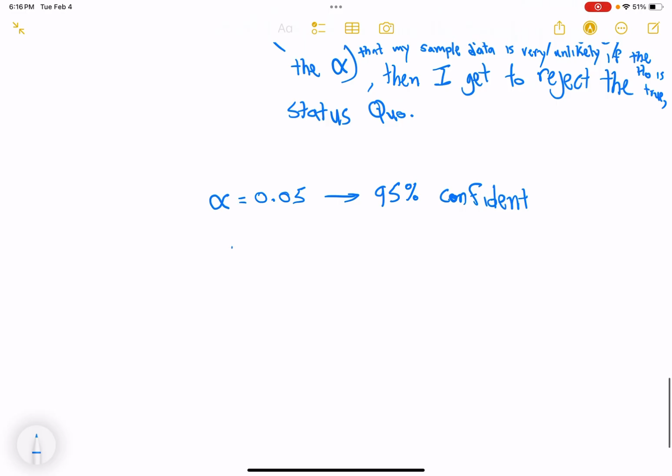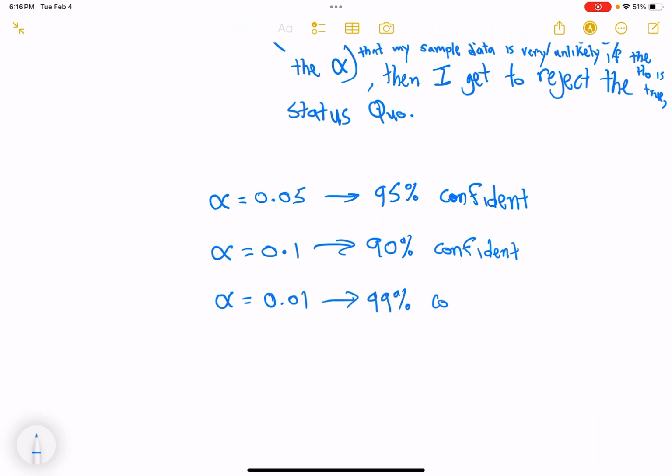Other ones that are commonly used, 90% confident is another, 0.1, right? And then the most discerning, also most difficult to get, would be 99% confident.